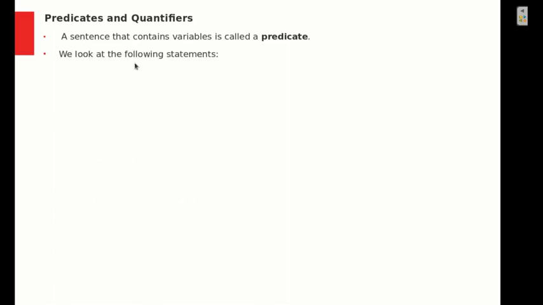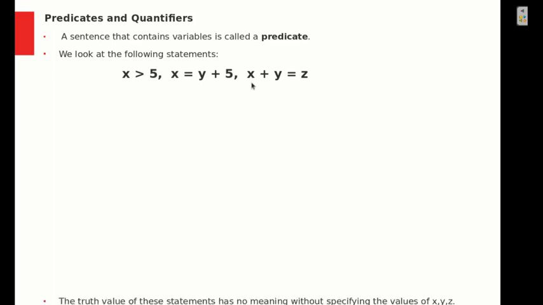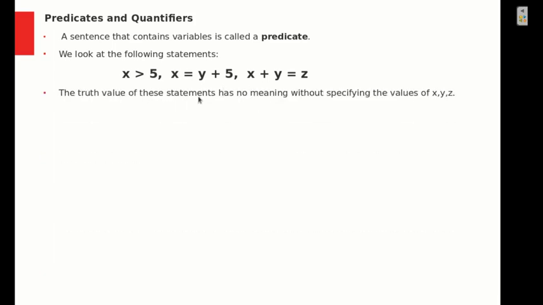So in this video we're going to see predicates and quantifiers. A sentence that contains variables is called a predicate. We look at the following statements: x is greater than 5, x is equal to y plus 5, x plus y is equal to z. The truth values of these statements have no meaning without specifying the values of x, y, z. However, we can make propositions of such statements.